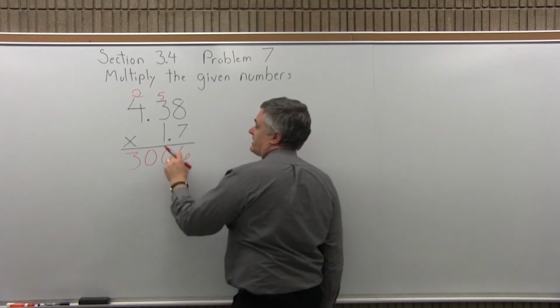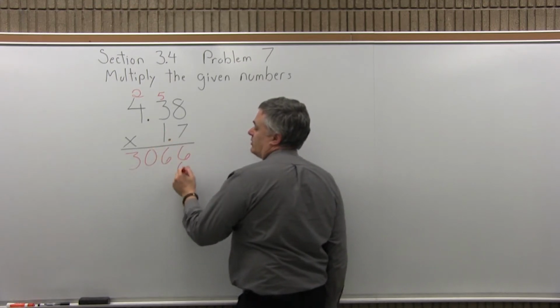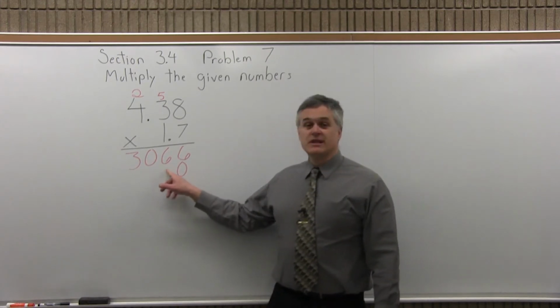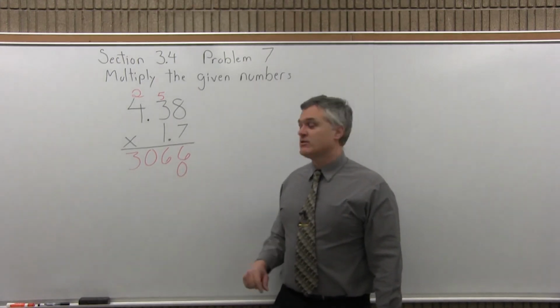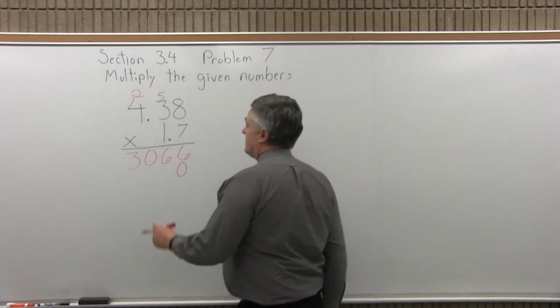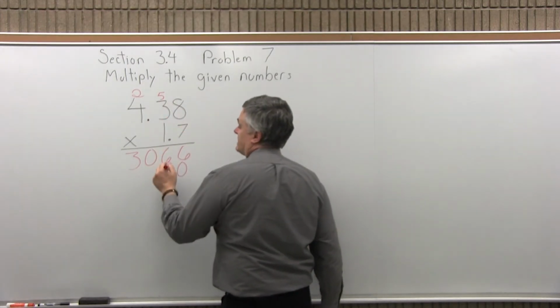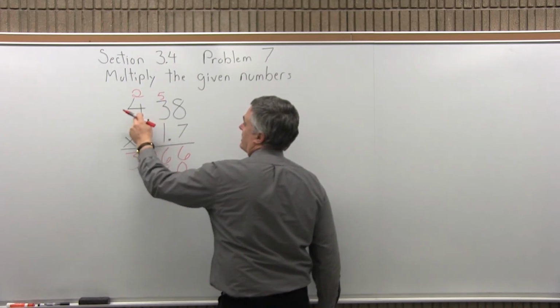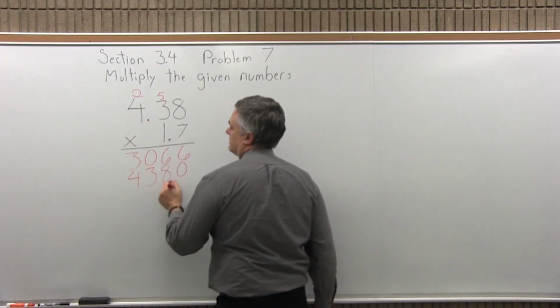Now, when you go down to the next row to multiply the 1, you either have to move over one position to the left and leave that spot blank, or you can fill in a 0 to hold your place. I like to put in the 0. And then the 1 is easy. 1 times 8 is 8. 1 times 3 is 3. 1 times 4 is 4.